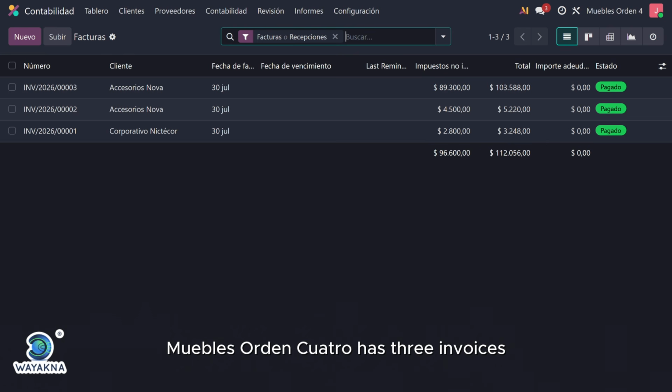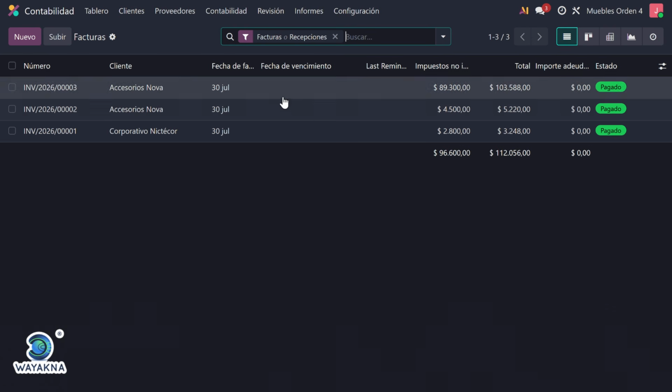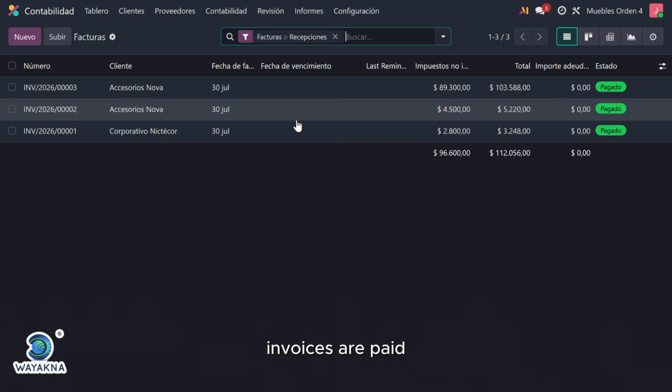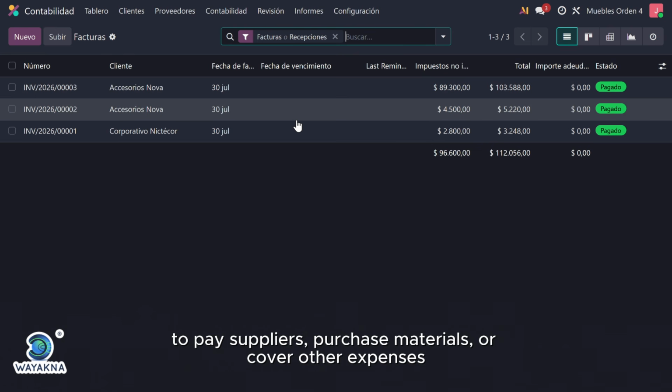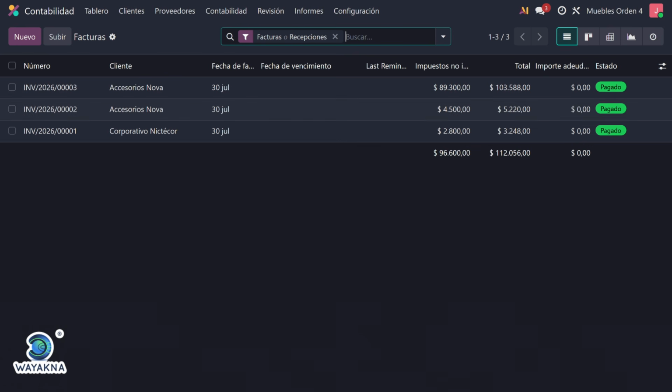Muebles Orden 4 has 3 invoices with a total value of 112,056 Mexican pesos. All 3 invoices are paid, and the remaining amount due is 0. However, this total does not necessarily represent the money that the company still has today. The business may have used part of the money to pay suppliers, purchase materials, or cover expenses.